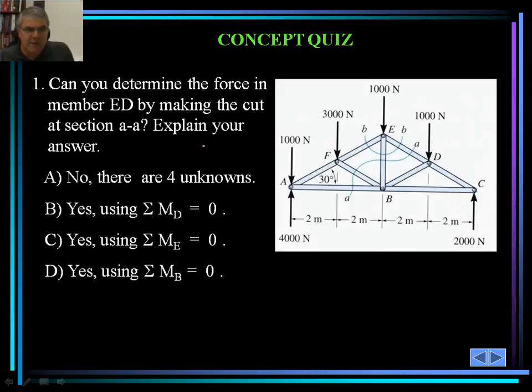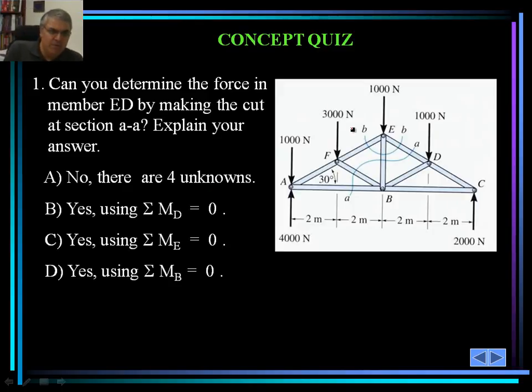So that's really how we solve such a problem. Let's take a look at a concept quiz to see how you've been doing so far. Can you determine the force in member ED by making the cut at section AA? Explain your answer. And there are four options here. A, no, there are four unknowns. B, yes, using the summation of moment about D. C, yes, using the summation of moment about E, and set that to 0. And D, yes, using summation of moment about point B, and we set that to 0.